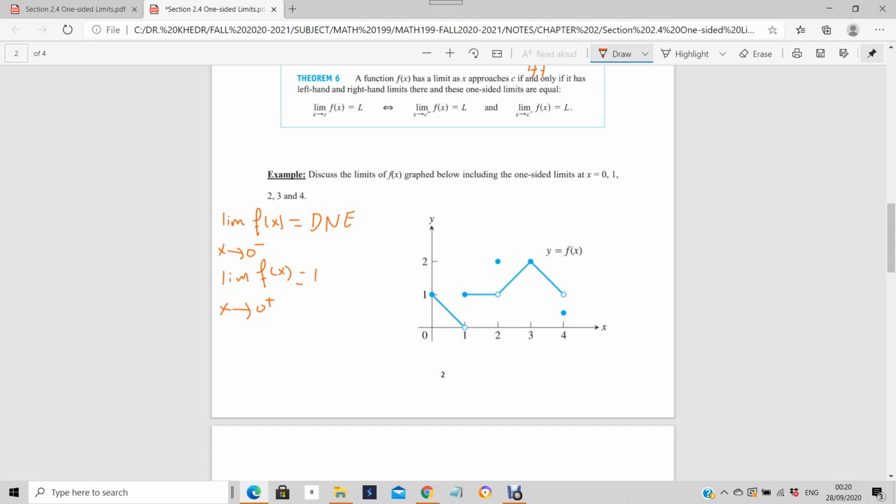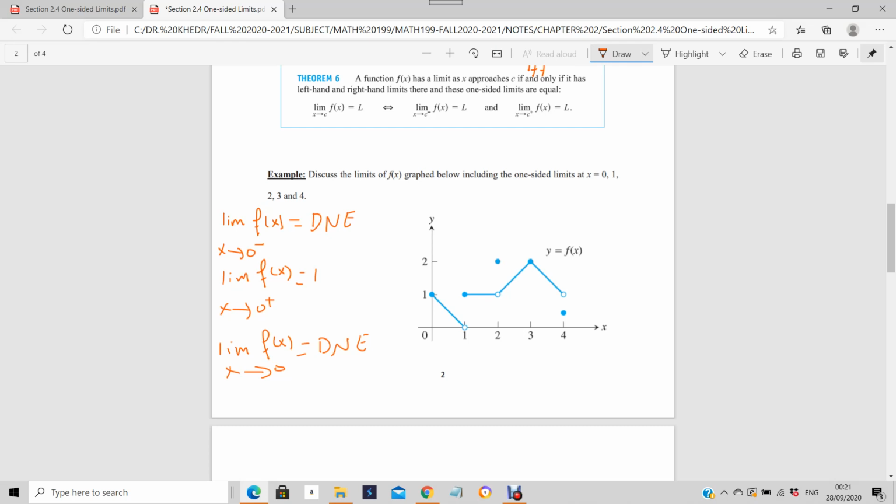Now, since the two-sided limits are not the same, one does not exist, and one equals 1. So we will say lim f of x as x goes to 0 does not exist, because the two-sided limits are different from each other. Now, let's see at x equals 1. Well, at x equals 1, we have to find the two-sided limits also.